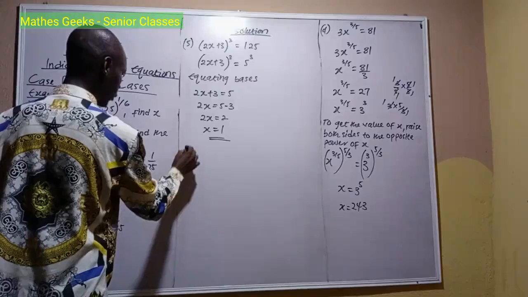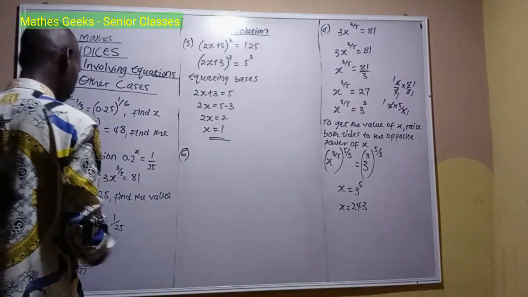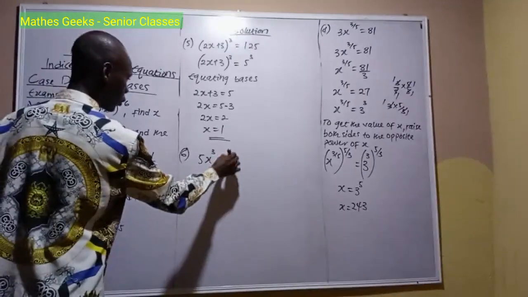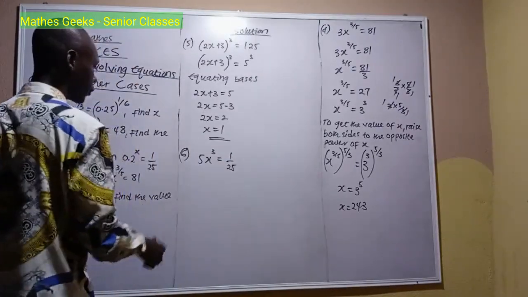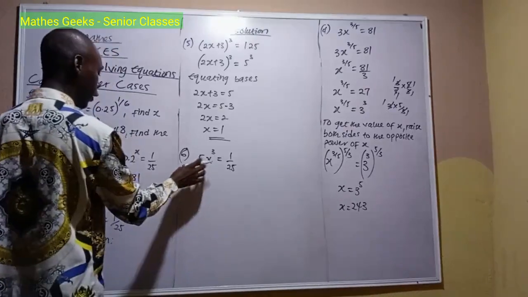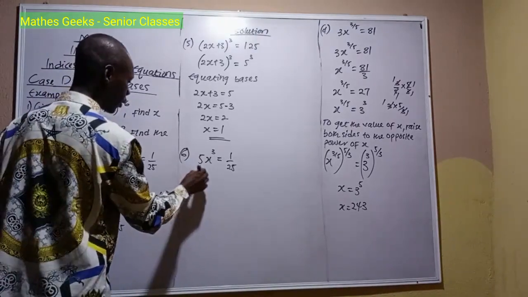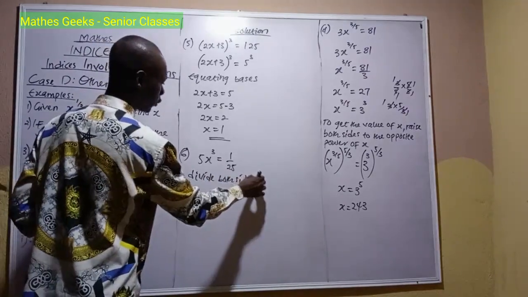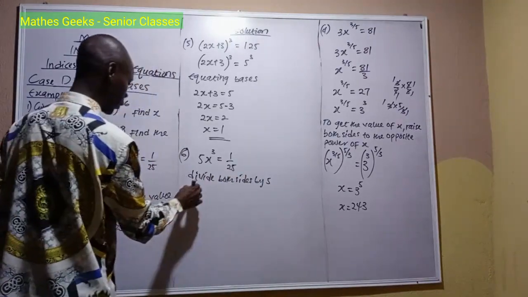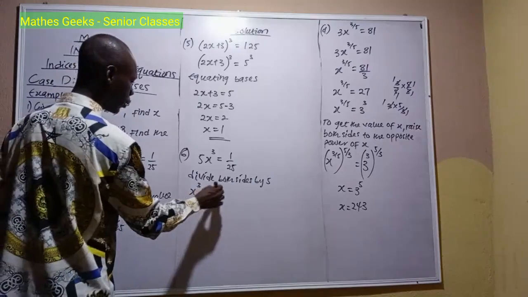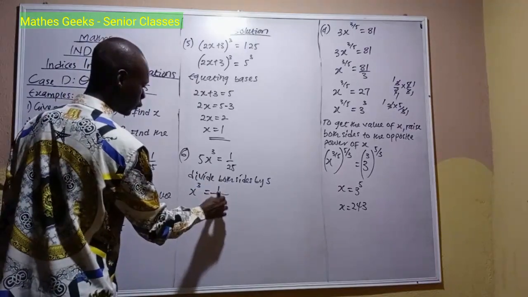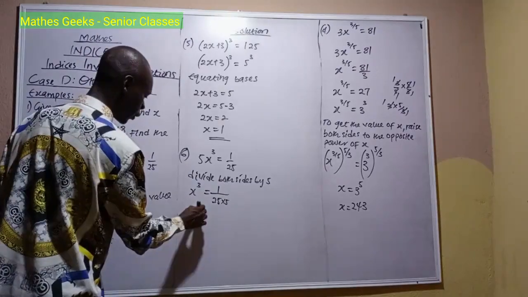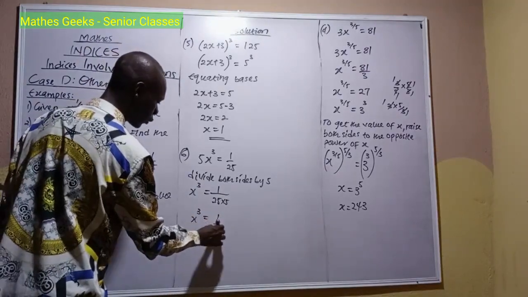Number 6. Find x if 5 x to the power 2 is equal to 1 over 25. To get x to the power 2, we need to eliminate 5 from here. So divide both sides by 5. So x to the power 2 equal to 1 over 25 times 5. And this will give us x raised to the power 2 equal to 1 over 125.